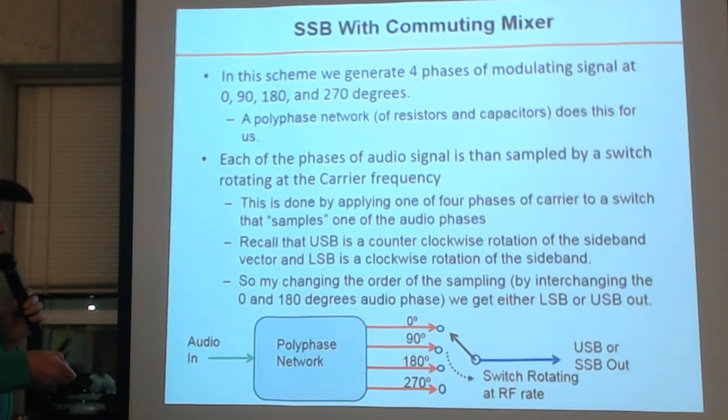Anyway, if I want to change from lower to upper sideband, all I have to do is flip the 0 and 180 here. Put this output here and this one there, and then it'll look like it's rotating in the opposite direction. And that's how I switch between upper sideband and lower sideband with this modulator.